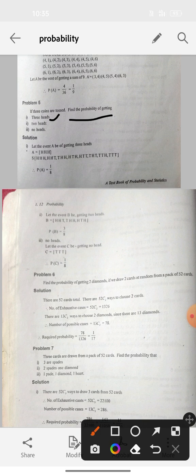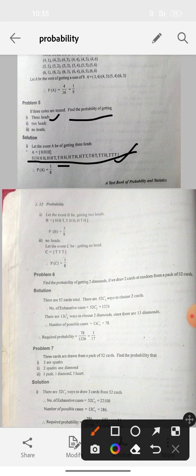First, forget about the particular event. Let's write the sample space first. The sample space is what we get when we toss the 3 coins. It may get 3 heads, head, head, head. It may get head, head and 1 tail. It may get 1 tail and 2 heads. And it may get head, tail, head. These are all the possible cases when we toss 3 coins at a time.